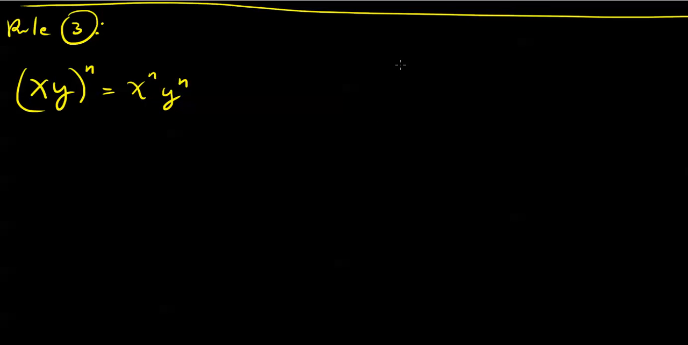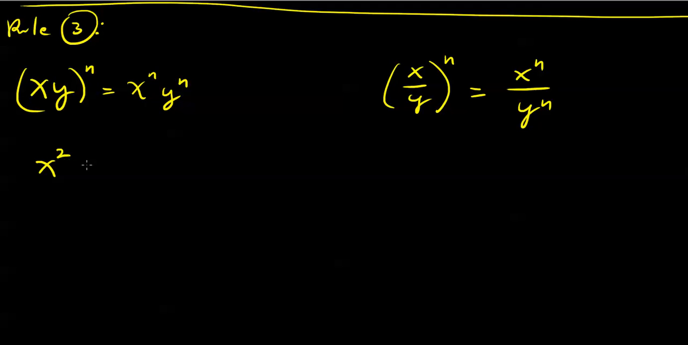Similarly, if I've got a quotient raised to a power, I can distribute that exponent over the factors of that quotient. So I call this rule 3, quotient to a power and product to a power rule. Let me give you an example of a product to a power.